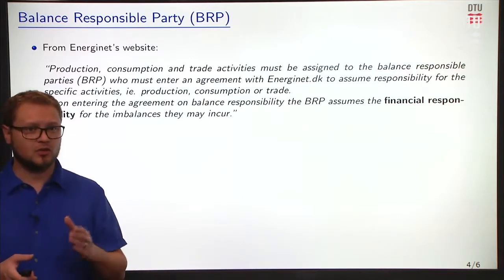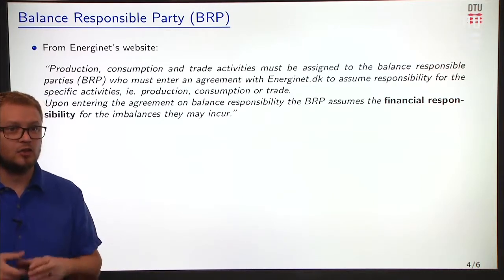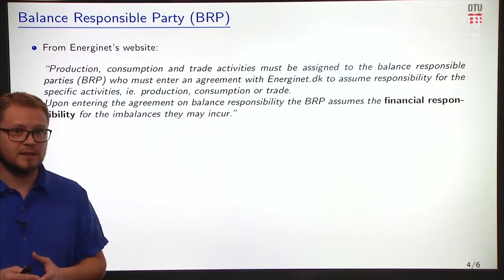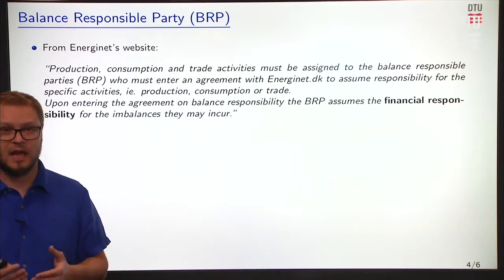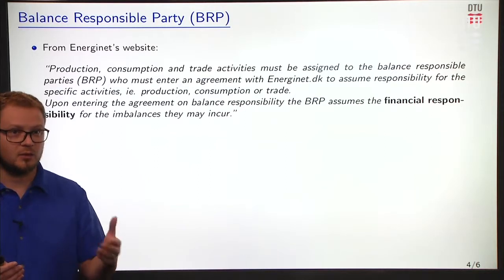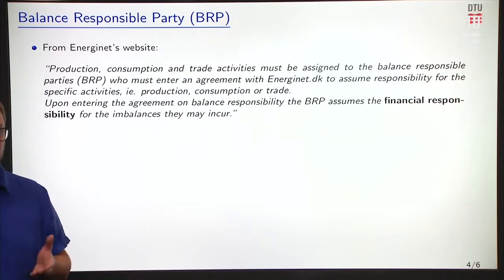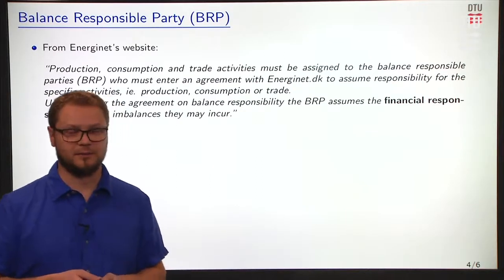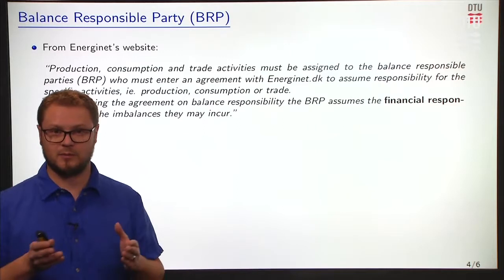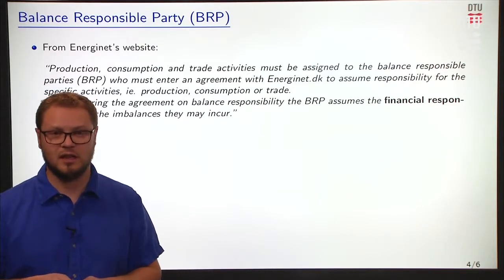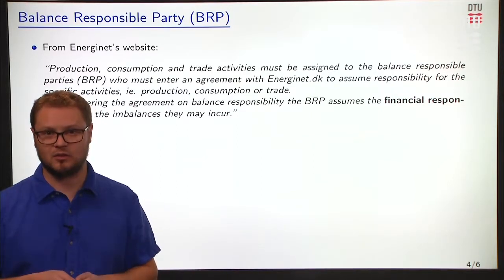Being production, consumption or trade activity, you have to be under a balance responsible party. This balance responsible party has an agreement with Energinet, and this agreement is about assuming responsibility for that activity. So again, production, consumption or trade. Assuming responsibility is actually about a financial responsibility. If there are deviations from schedules and there are some costs induced by these deviations, then you will have to assume and pay for this cost.